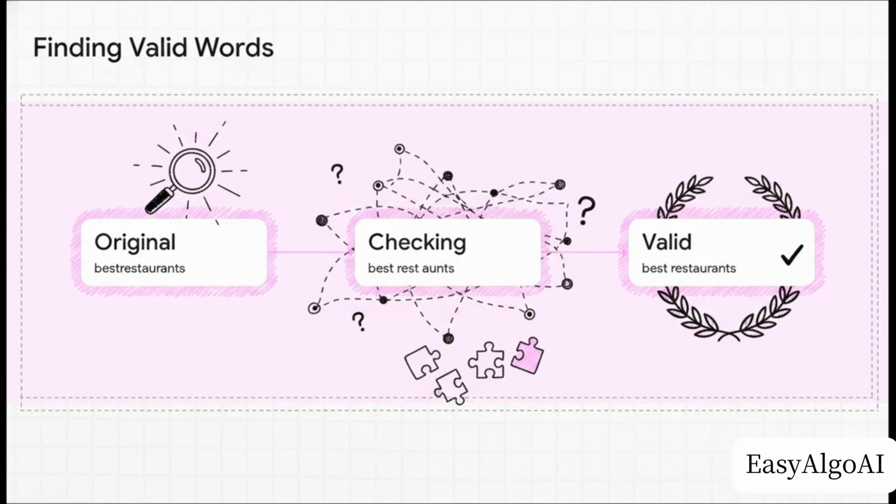Let's actually trace how that algorithm works. Step 1. You type the original mashed-up query, best restaurants. Step 2. The algorithm has to test all the possible ways to insert spaces. It might check best restants, solving for each little text segment just to see if it forms a real word. It is testing thousands of distinct paths here. Finally, in Step 3, it zeroes in on the optimal valid string, best restaurants.